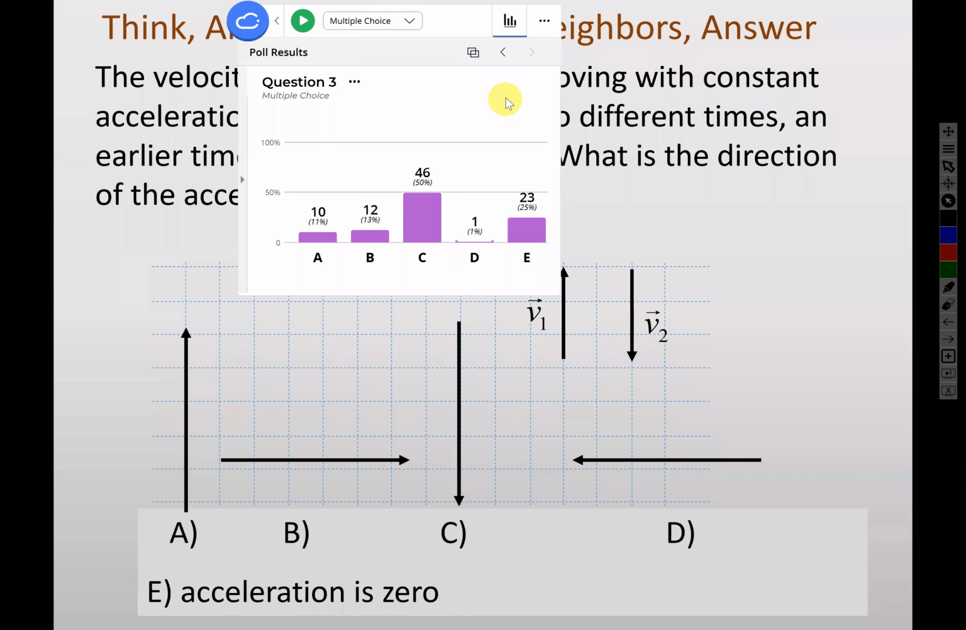Okay, so here I see C, most of those, but there are quite a few of E as well.